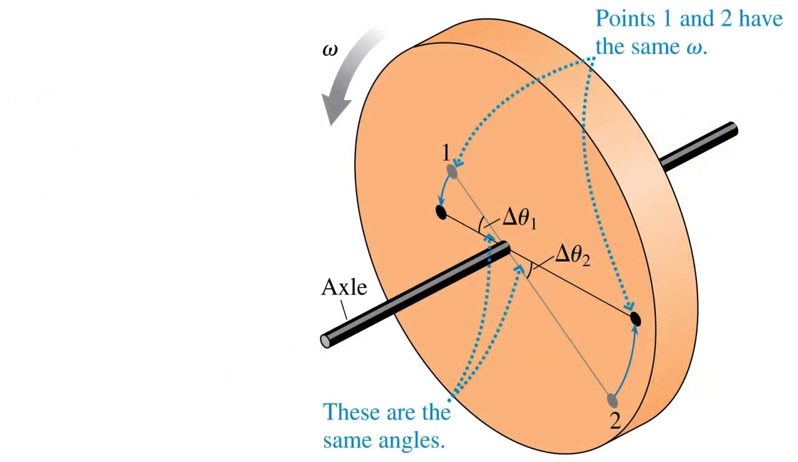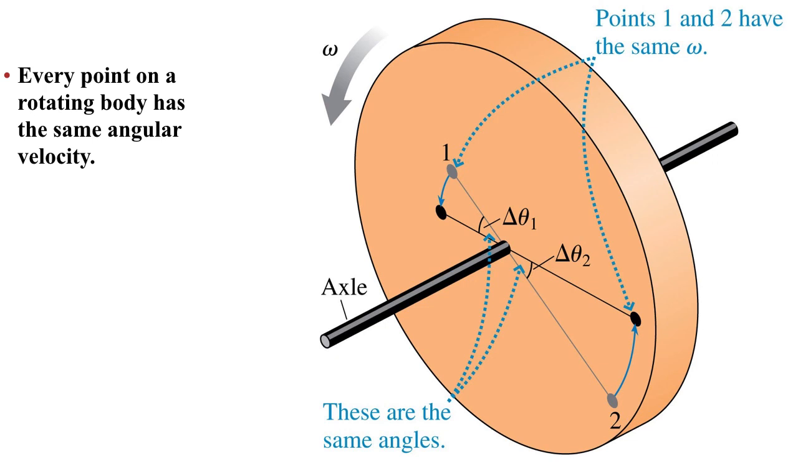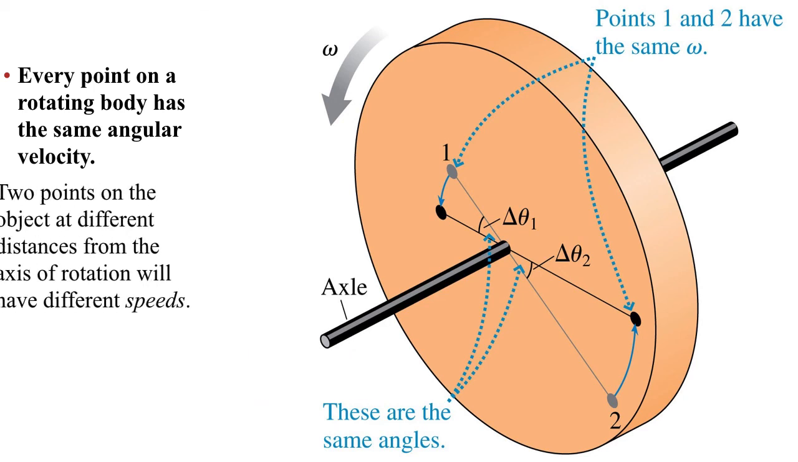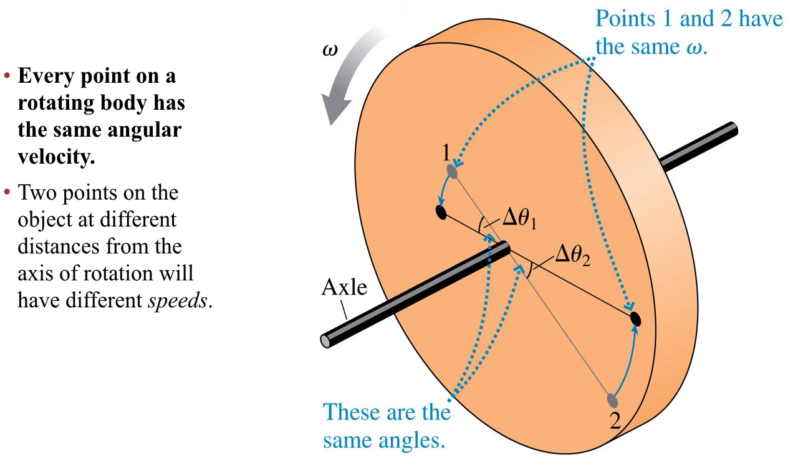So here's the diagram. This shows angular velocity omega. For every rotating body, omega is the same if it's a rigid body. So two points on the object at different distances from the axis of rotation, they may have different speeds, delta x over delta t, but they won't have different angular velocities, omega.